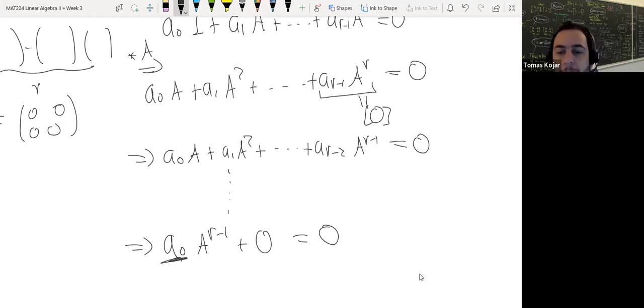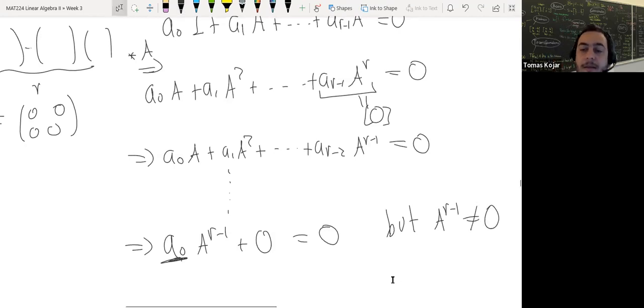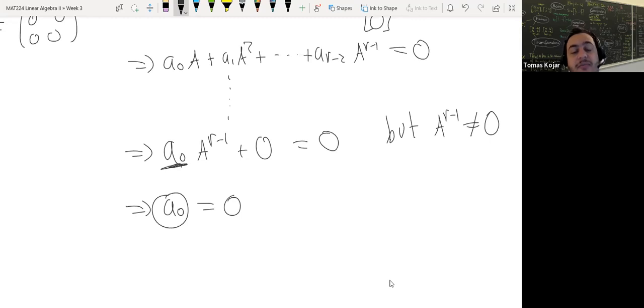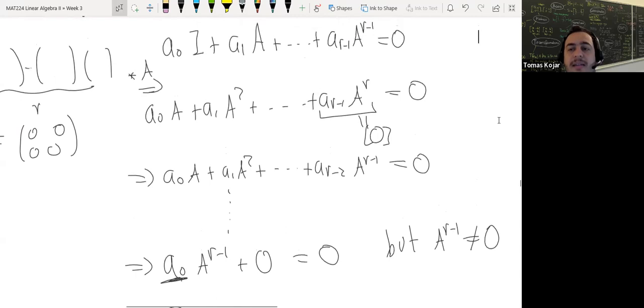But we know, by assumption, A^{r-1} is not 0. It's not the zero matrix. So that will give you that a_0 is 0. So now you manage to get that the first coefficient is 0. Is that okay? And that's the trick.